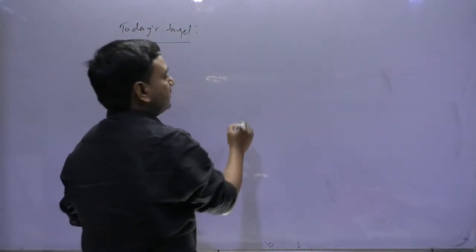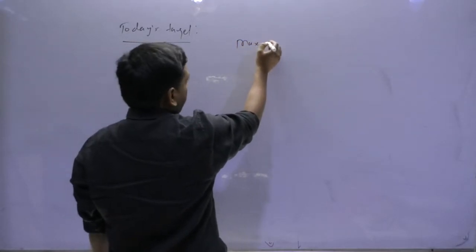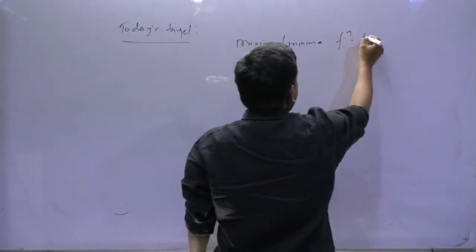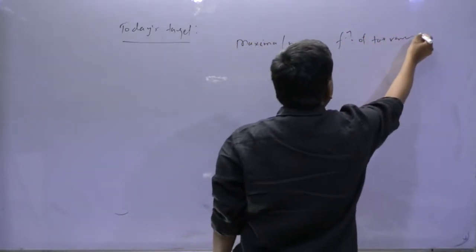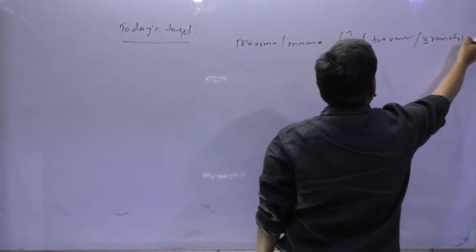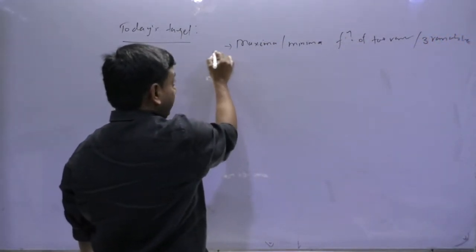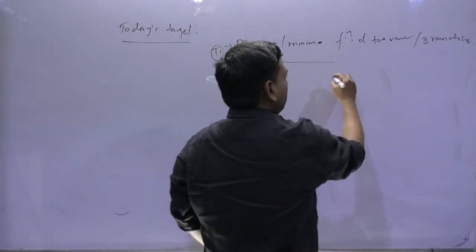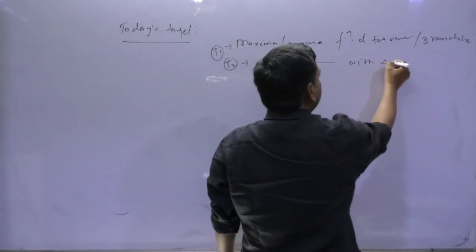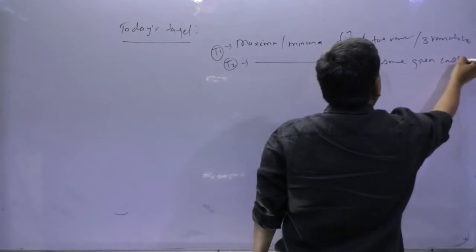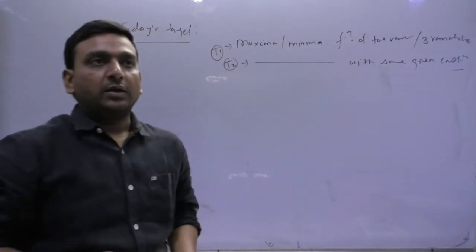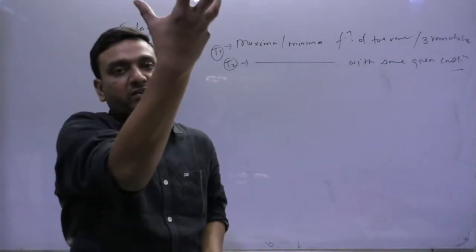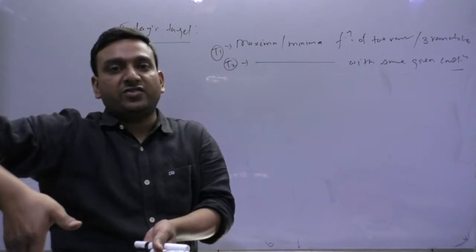we are going to discuss optimization, or you can say maxima and minima, for functions of two variables and three variables. That is target 1, and target 2 is maxima and minima with some given condition. What happens if you are asked to find the maximum or minimum value of some function f of x, y with respect to some given condition?